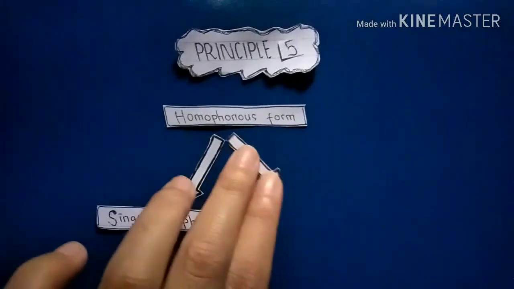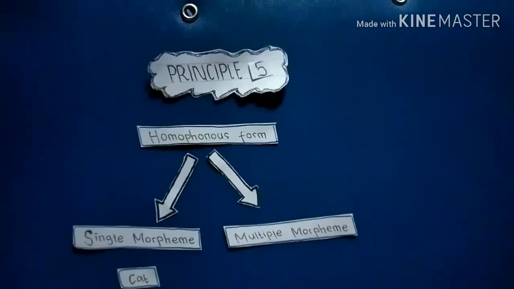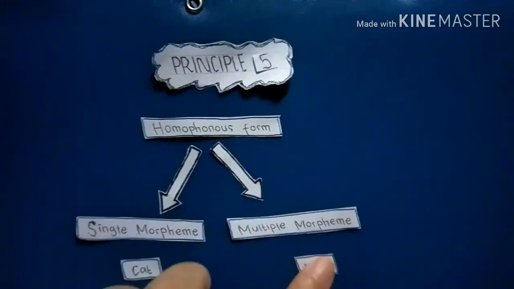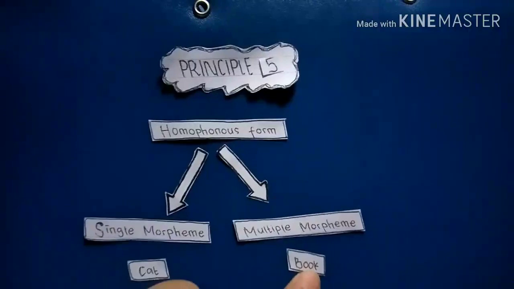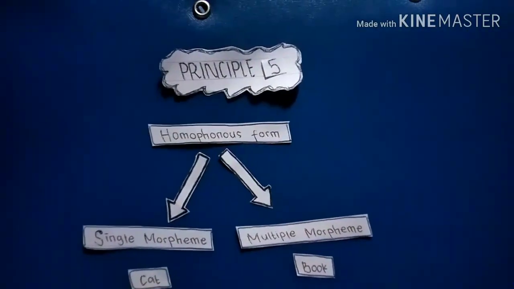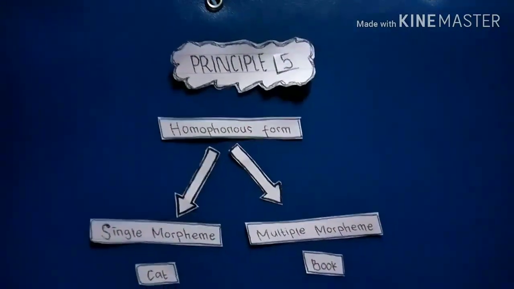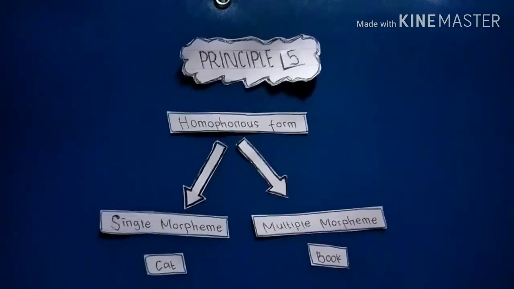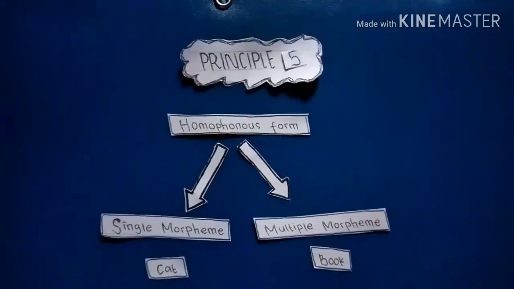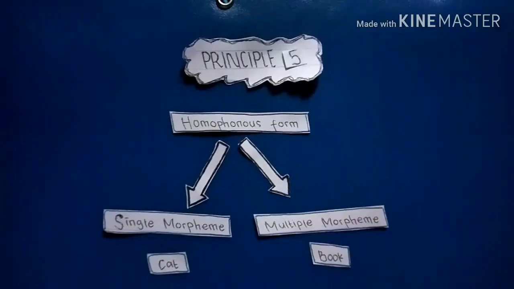And then the second part is multiple morpheme. The example of multiple morpheme is book. Why is book a multiple morpheme? Because book has two different meanings. The first one is book as a verb, that is memesan, and then the second one is book as a noun, that is buku.